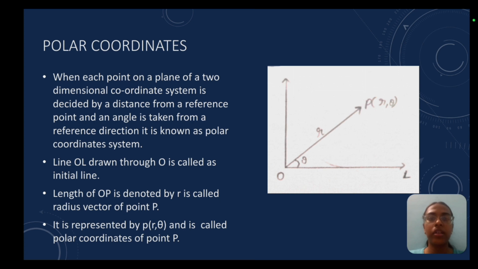What are polar coordinates? When each point on a plane of a two-dimensional coordinate system is decided by a distance from a reference point and an angle is taken from a reference direction, it is known as the polar coordinate system. In this diagram, line OL drawn through O, which is the origin, is called the initial line. Length OP, which is a ray drawn from the origin, is denoted by r, which is called the radius vector of point P. It is represented by P(r, θ) and is called the polar coordinates of point P.